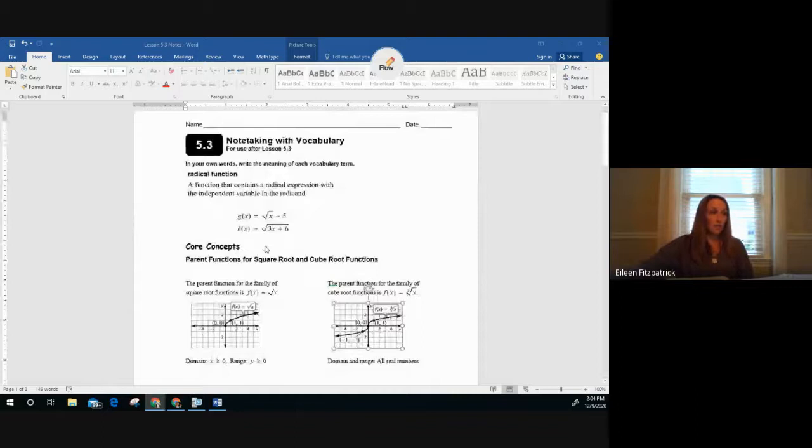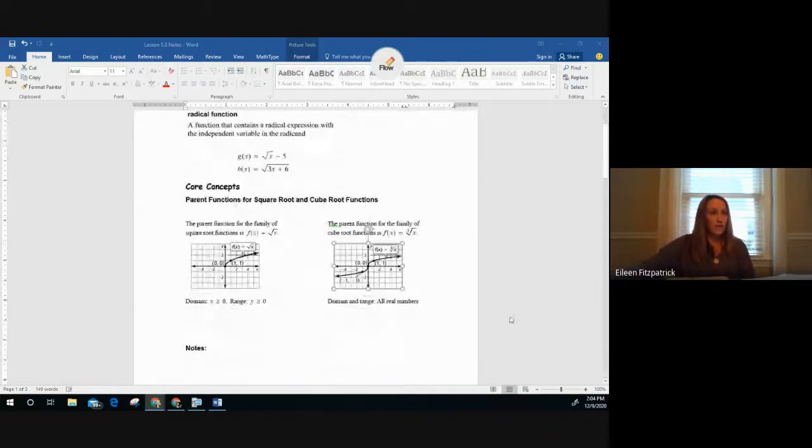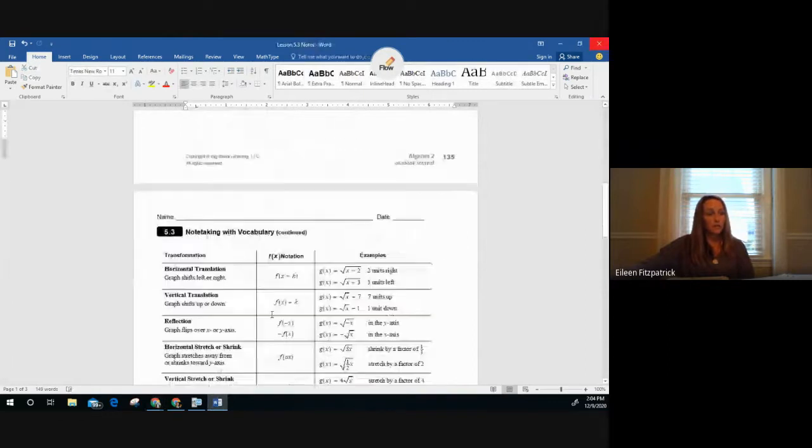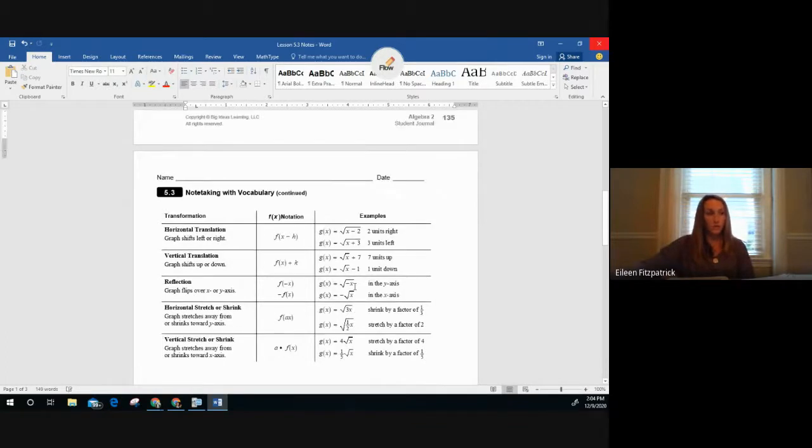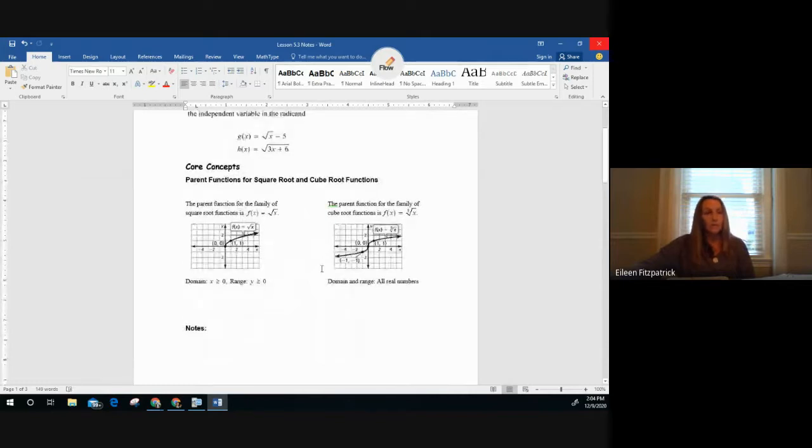All right, so it's important to know the parent functions because when we get into the transformations, which we'll go through in just a second, the rules look very similar to when we studied the transformations of quadratic functions and polynomial functions. So we're going to be talking about translating right, left, up, down, reflecting, horizontal stretches and shrinks, vertical stretches and shrinks, and I'll review that with you guys in a second. But knowing what the parent functions look like, so you have a general idea of what the graph should look like before it is transformed, is a good idea.